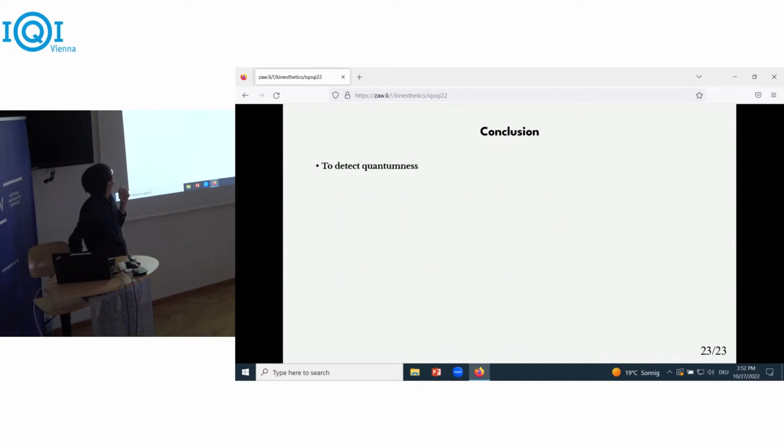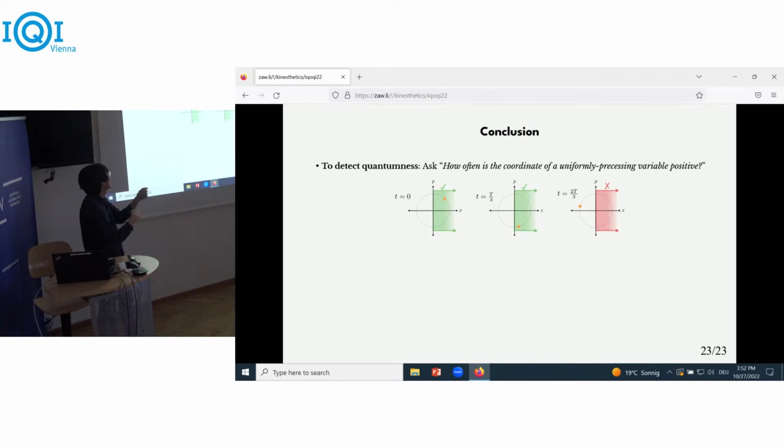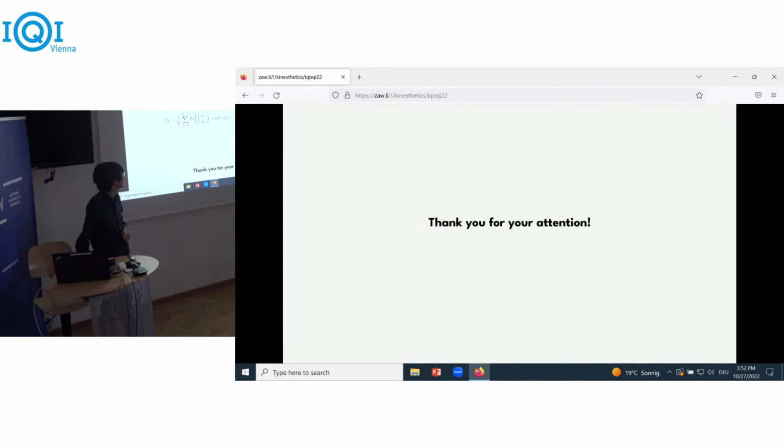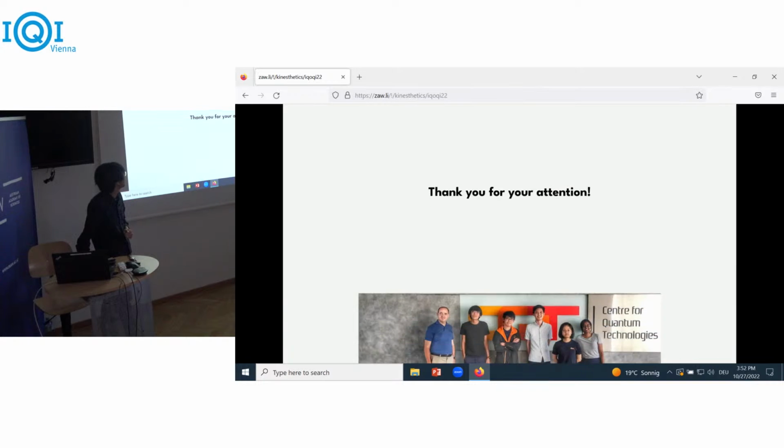And in conclusion, if you want to detect quantumness, given that we know the dynamics and it's a harmonic system, we just ask how often the coordinate is positive. And to witness entanglement, we perform the protocol just on the normal mode of 2 oscillators. And I thank you for your attention.